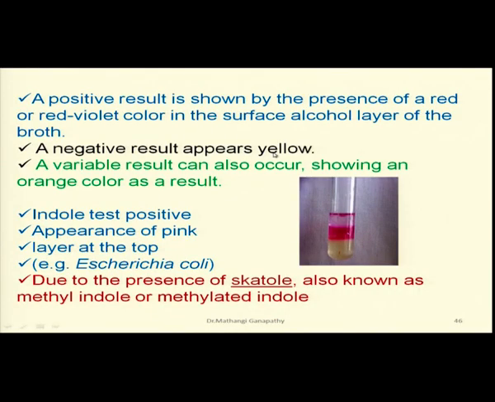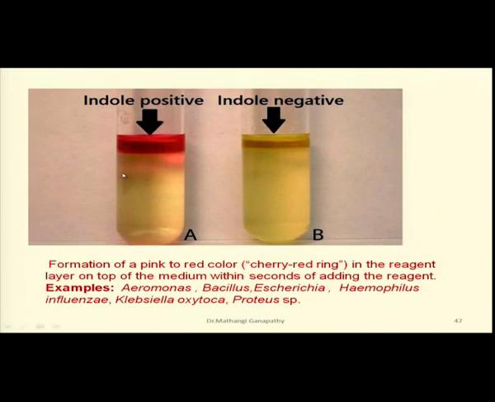A positive result is shown by the presence of a red or red violet color on the surface of the alcohol layer of the broth. The negative result will appear as yellow, or sometimes you see a variable result showing as an orange color. In normal food pathogens, if there is an indole test positive, as you see here a pink color at the top, E. coli normally shows this reaction, and this is because of the presence of skatole, which is also known as methyl indole or methylated indole, a metabolite in the pathway of the enzymes which catalyze the tryptophanase system.